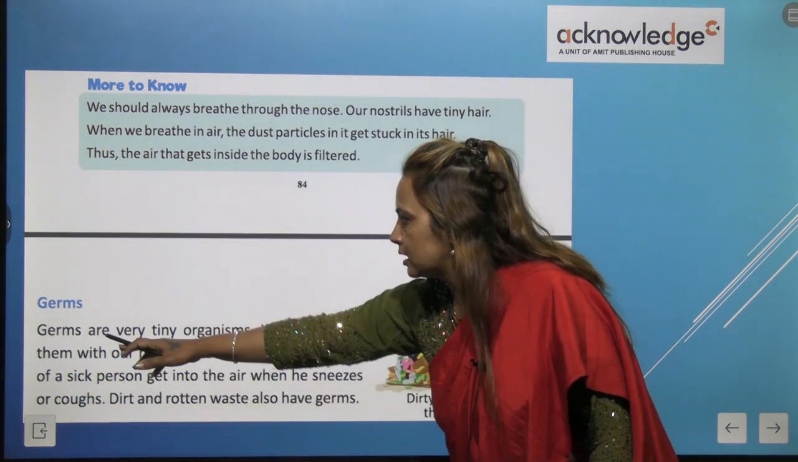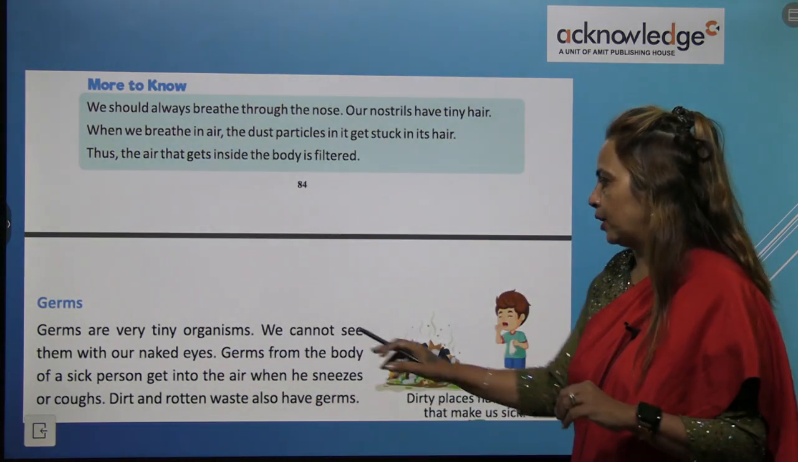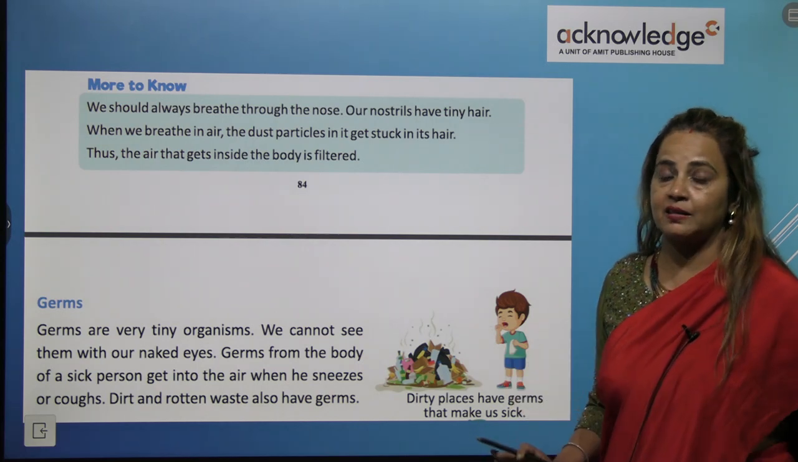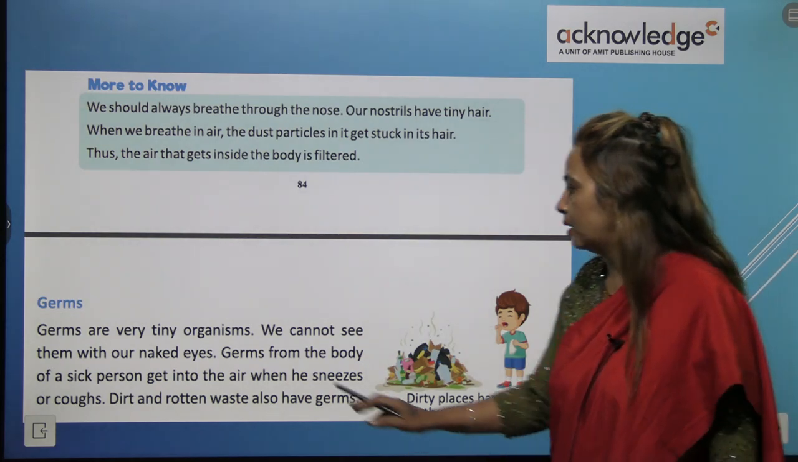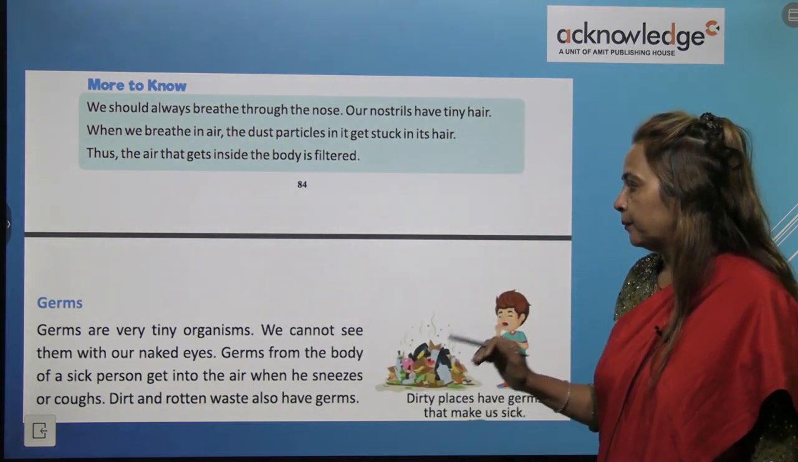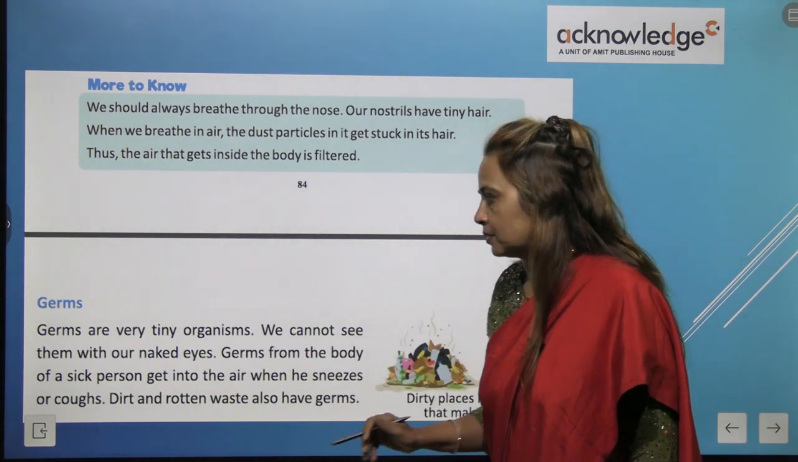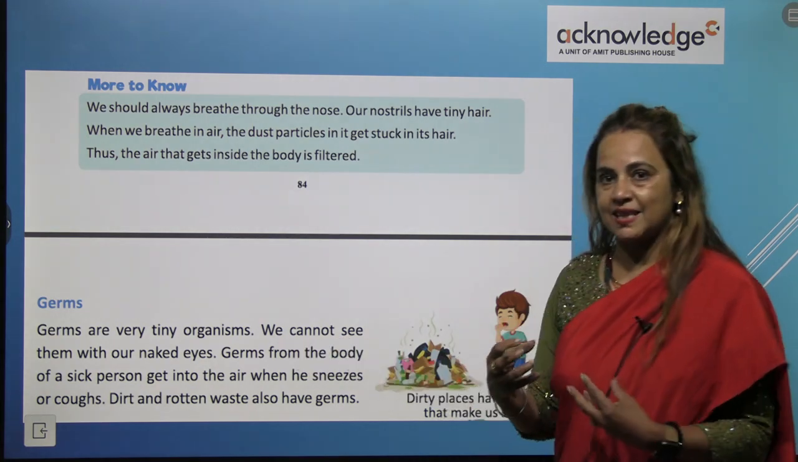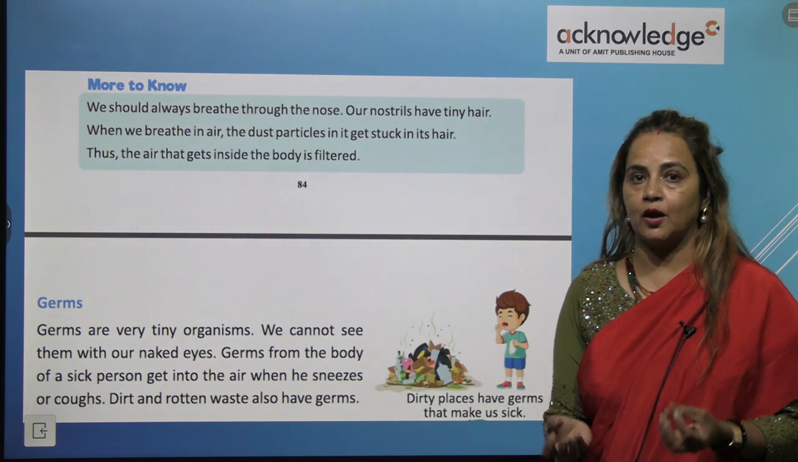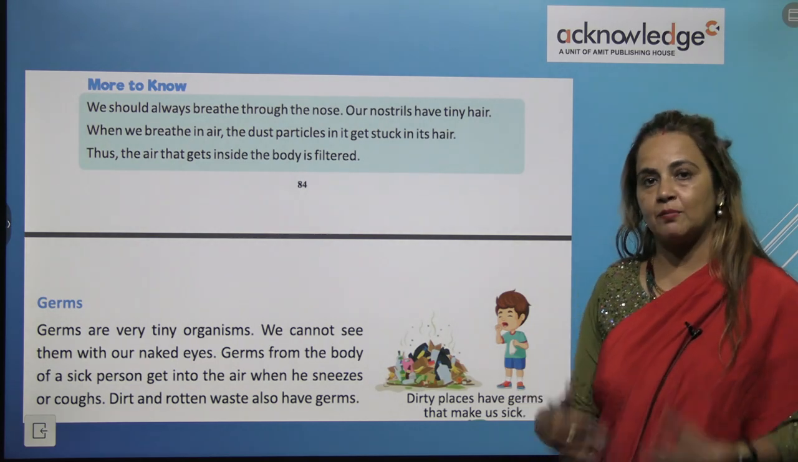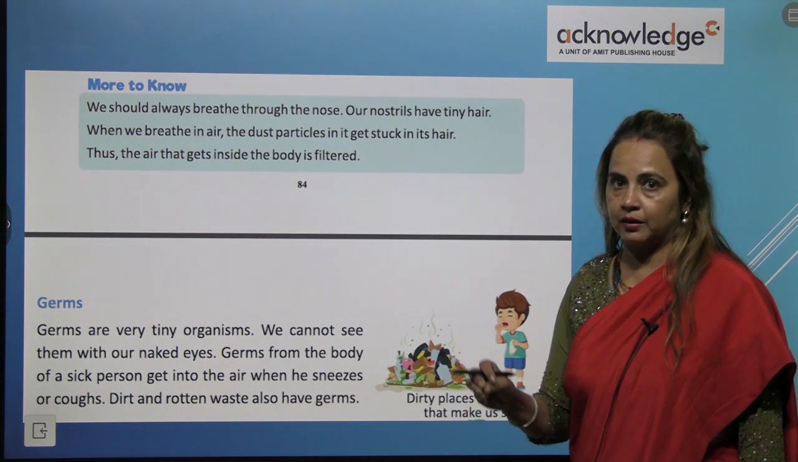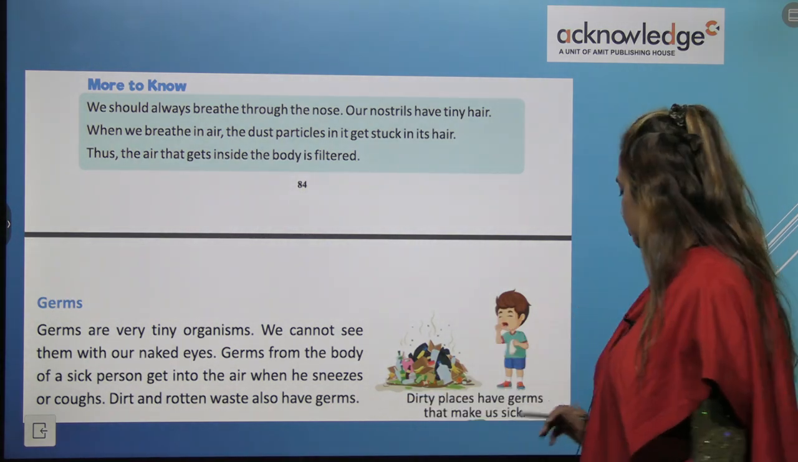Now, germs are very tiny organisms. We cannot see them with our naked eye. हम अपनी आंखों से उसे नहीं देख सकते because germs are very small. Germs from the body of a sick person get into the air when he sneezes or coughs. germs कैसे आता है? अगर कोई बीमार आदमी आपके पास आ जाता है, उसको खांसी या जुकाम हो, तो उसके germs दूसरे में चले जाते हैं. Dirt and rotten waste also have germs. गंदगी में भी germs होते हैं.